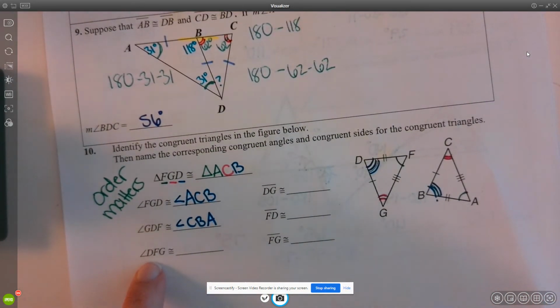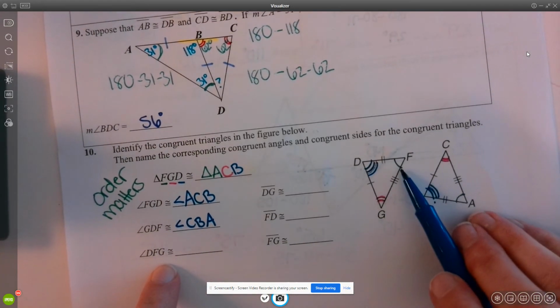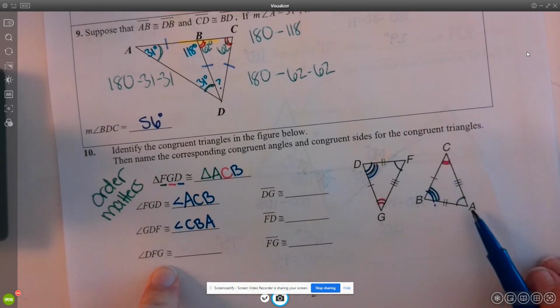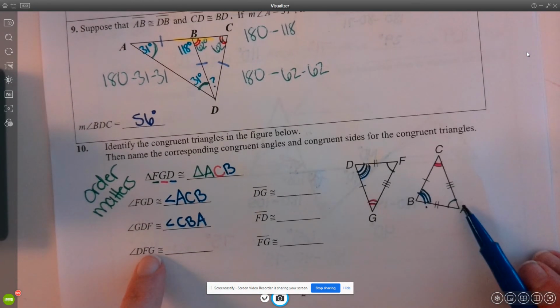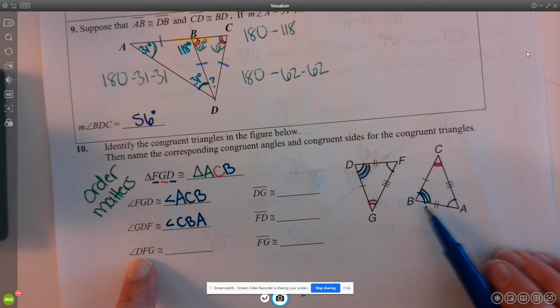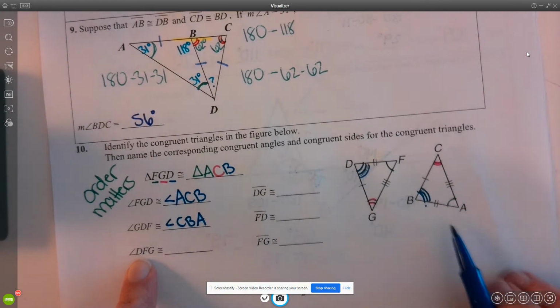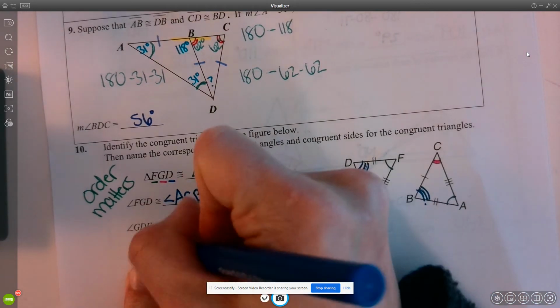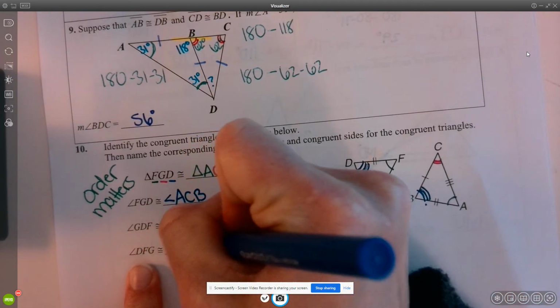Finally, angle DFG. Angle DFG is this green angle with 1 arc. It corresponds to this angle here. Order matters. If D is listed first, when I go to name this angle, I need to list B first because B matches with D. So I'm going to call this angle BAC.